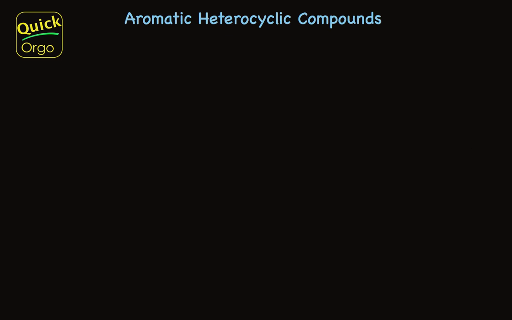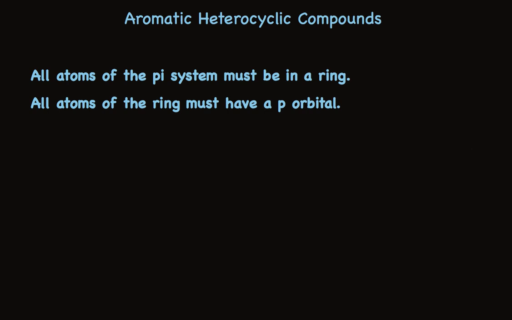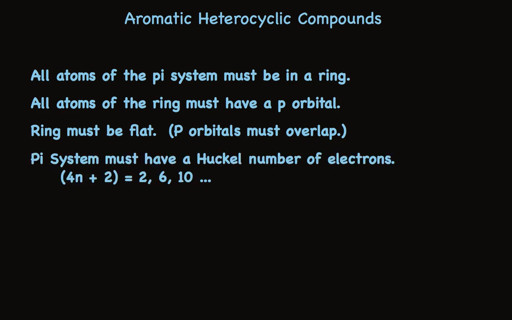There are four straightforward criteria that a compound must meet to be aromatic. A compound must have a pi system that's a ring. All atoms of the ring must have a p orbital. The ring must be flat so that the p orbitals can overlap. The p orbitals must overlap. And the pi system itself must have what's called a Huckel number of electrons.